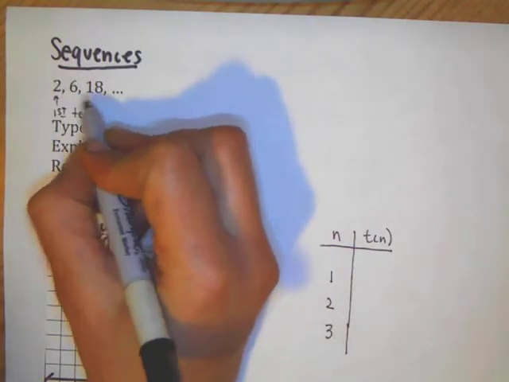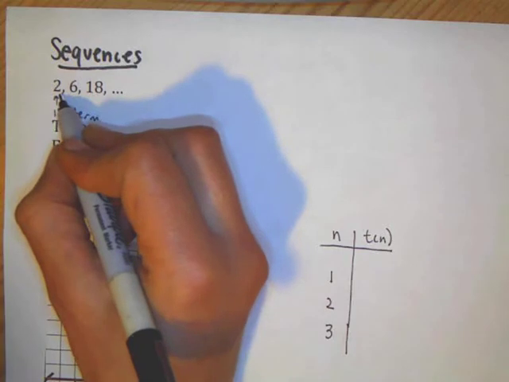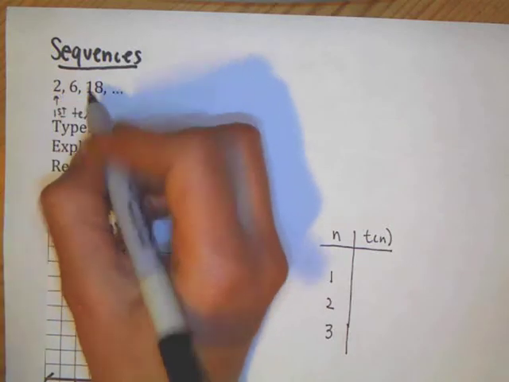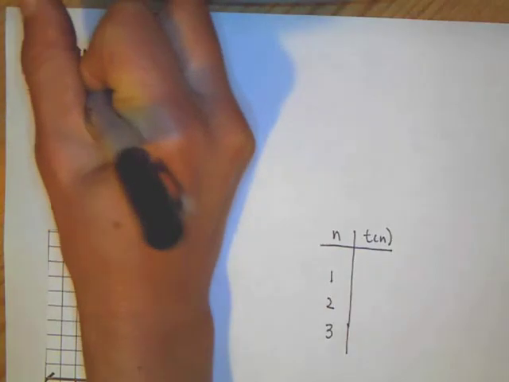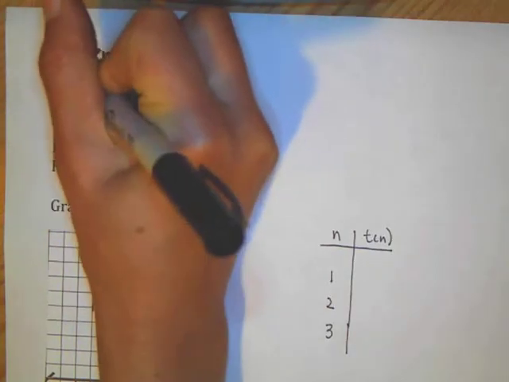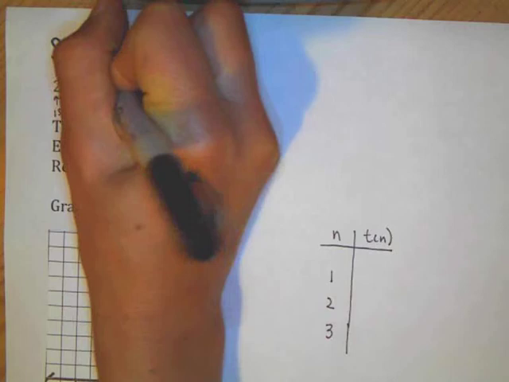Oh, that's not it. Well, let's try another thing. Multiply by 3. Multiply by 3, yeah, that's it. So I'm going to put a little note: this is being multiplied by 3, times 3 to get the next term, times 3. So I would get 54 for the next term.